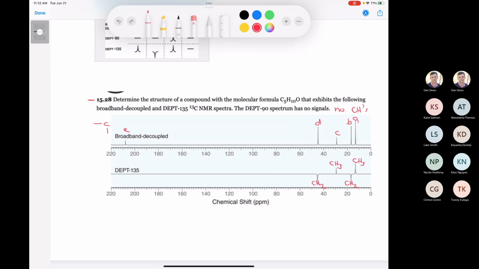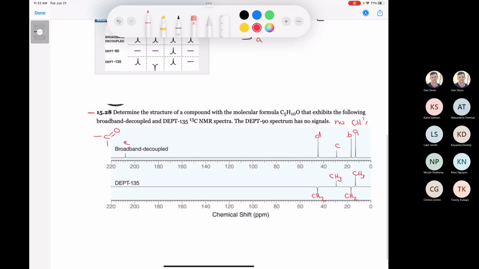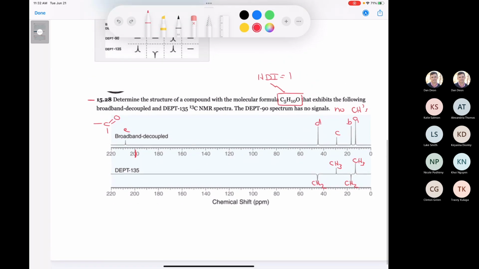Okay? If it has a chemical shift that's above 200, that means it's got no protons. It must be a carbonyl, right? If you go back to the table that we looked at, anything above 200 is definitely going to be a carbonyl. So that means that we have a ketone, and that's good because if this is our molecular formula, we have an HDI that's equal to 1. And there it is. It's in our double bond. So now we have all of the pieces.